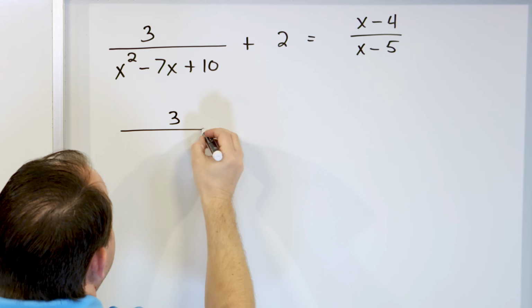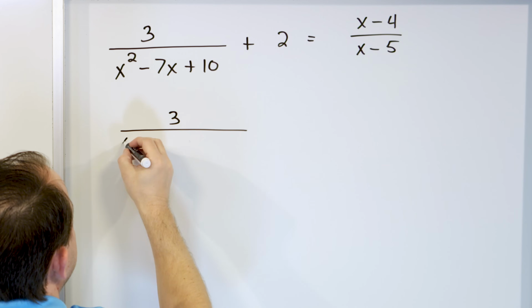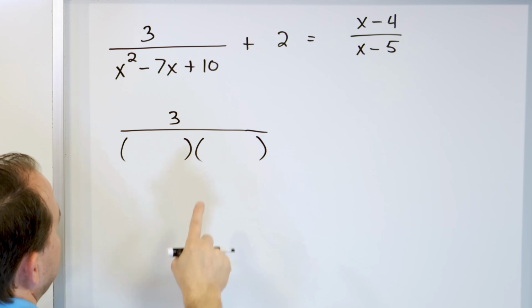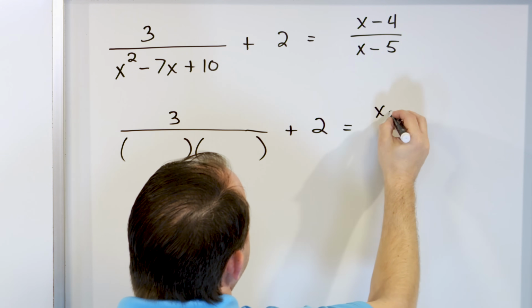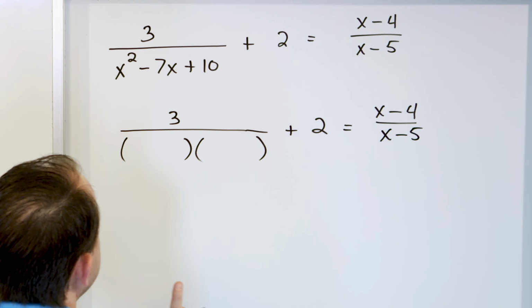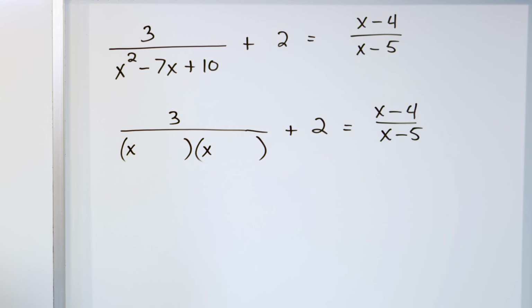3 over, now I have a polynomial. Of course I can multiply by that, but we always like to factor polynomials. So what we're going to do in the bottom here is factor it as I go. You still have the plus 2 and you still have the x minus 4 over x minus 5. I haven't really changed anything. What does this factor to? You have an x squared, so you have an x and you have an x. And then you have 10.